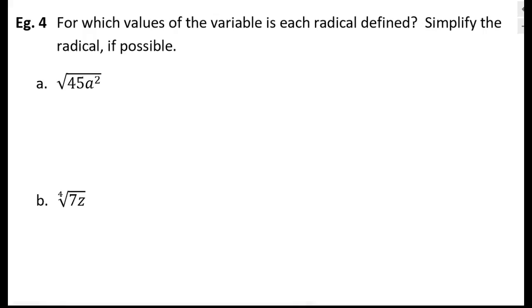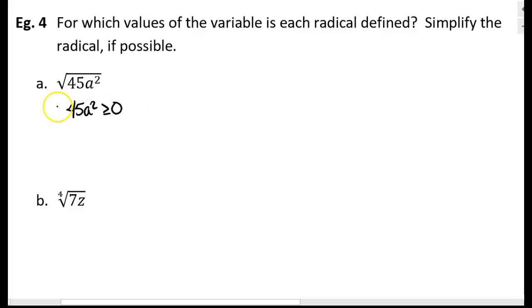So example 4 is our last one. We've got a couple parts to it. It asks for the values of our variable that define our radical, and then we have to simplify. So just like what I tacked on to the end of the previous example. So part 1 is just figuring out what's allowed. It's to be bigger than or equal to 0.